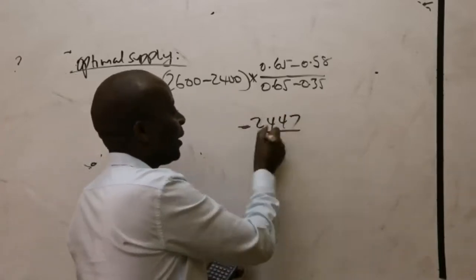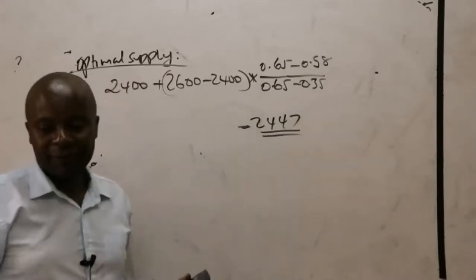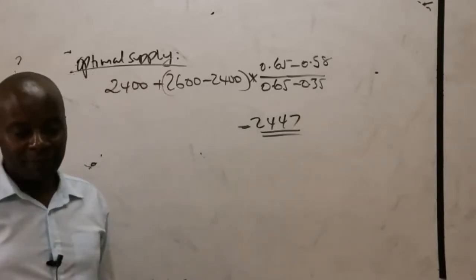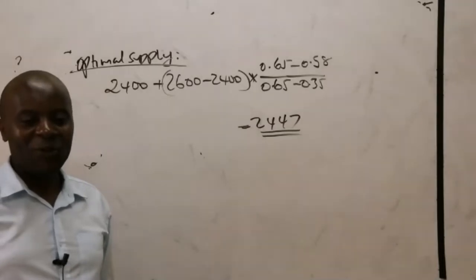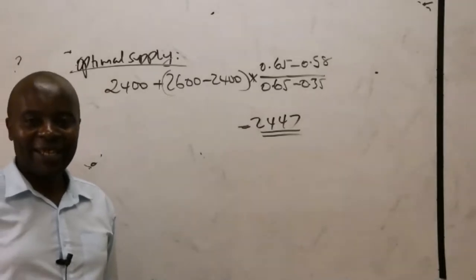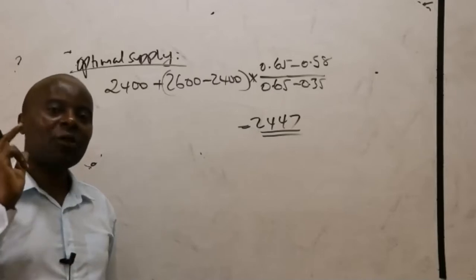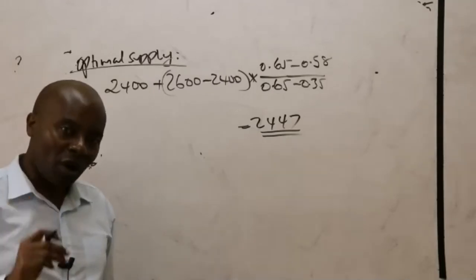2447. Is there somebody who got that kind of an answer? Salome. Mary and Salome got it. I hope the other students have been able to see where they went wrong.